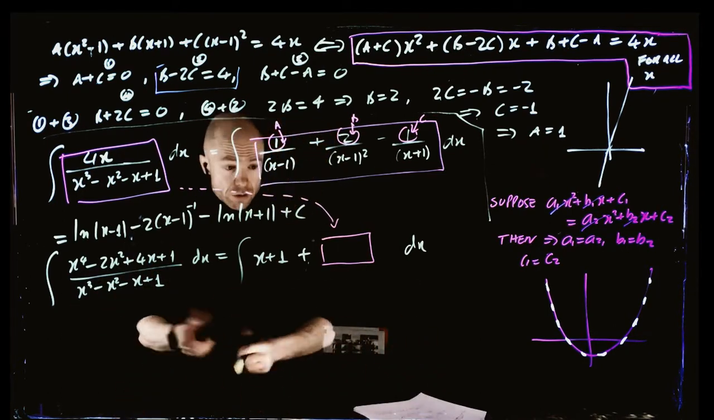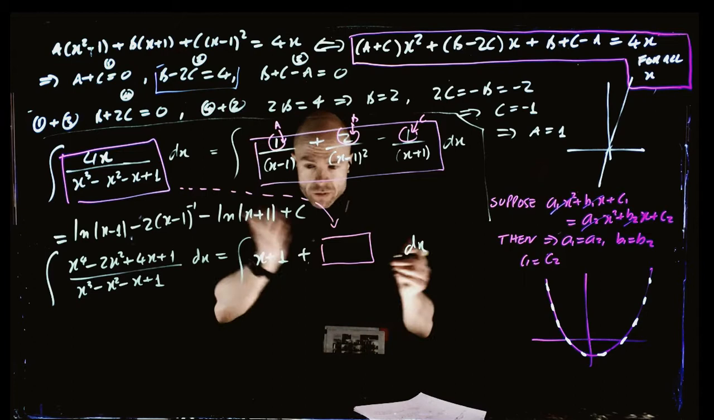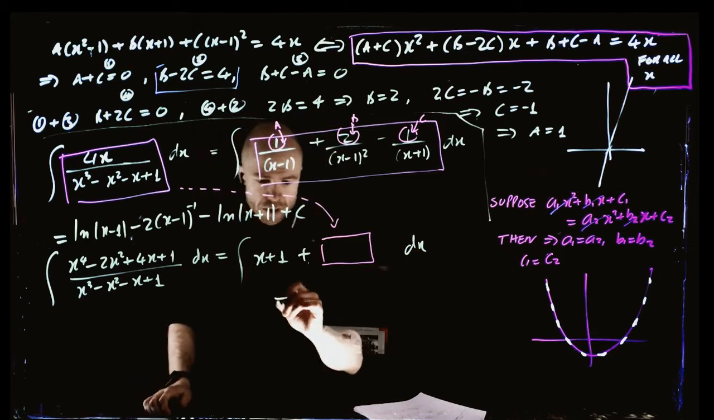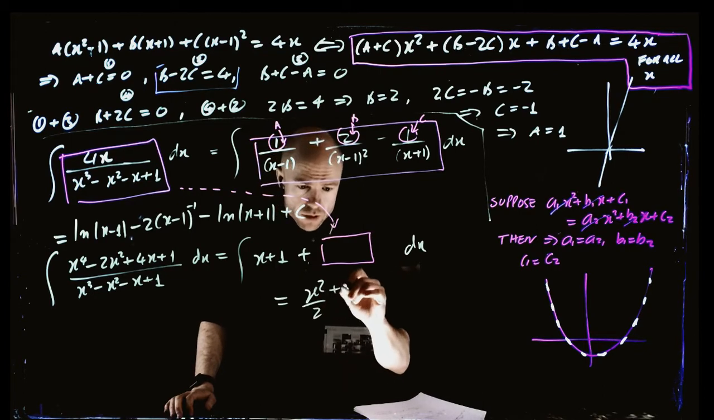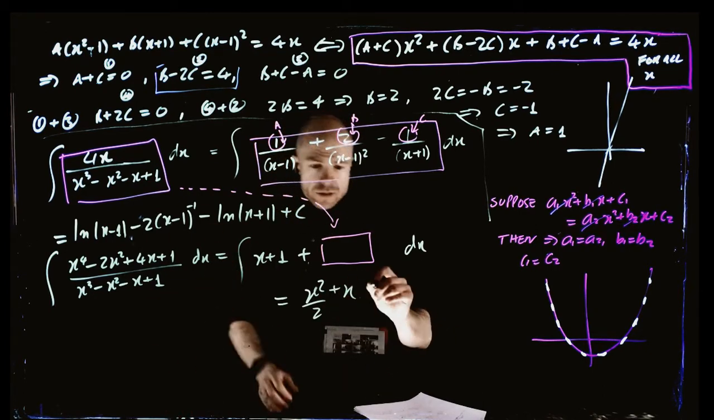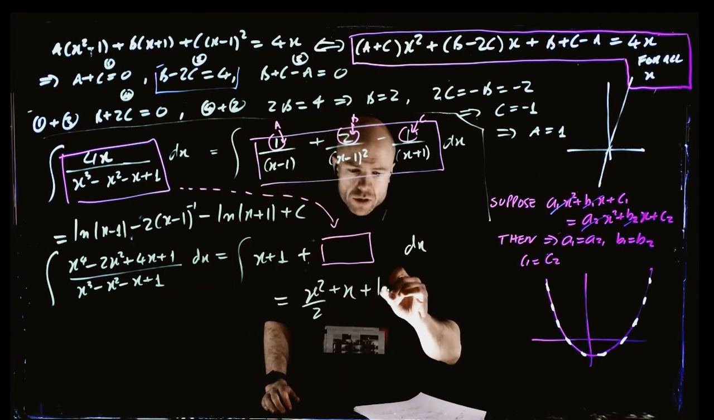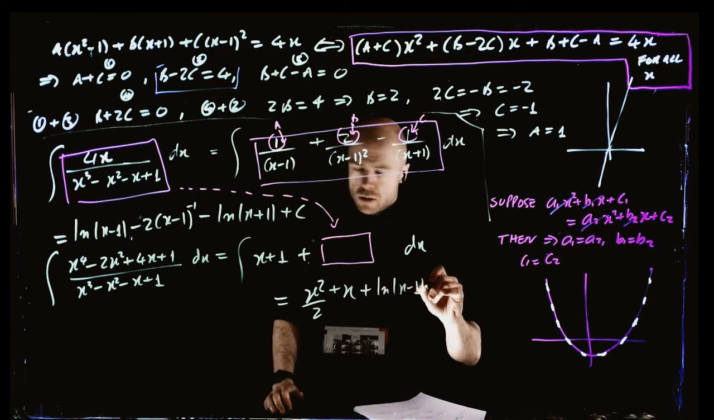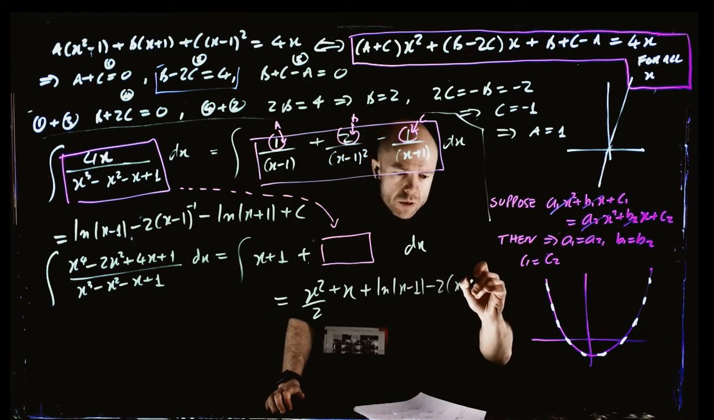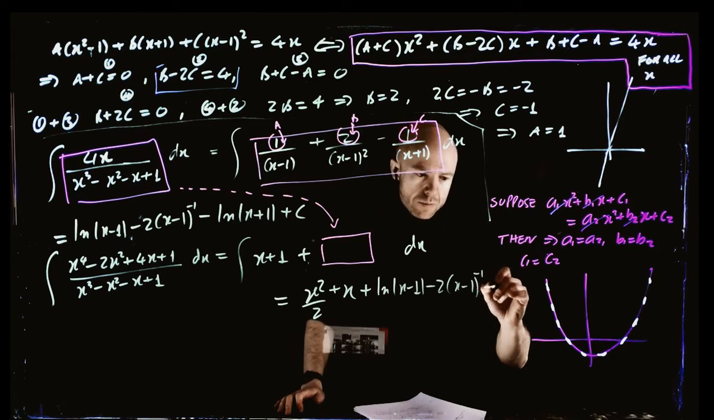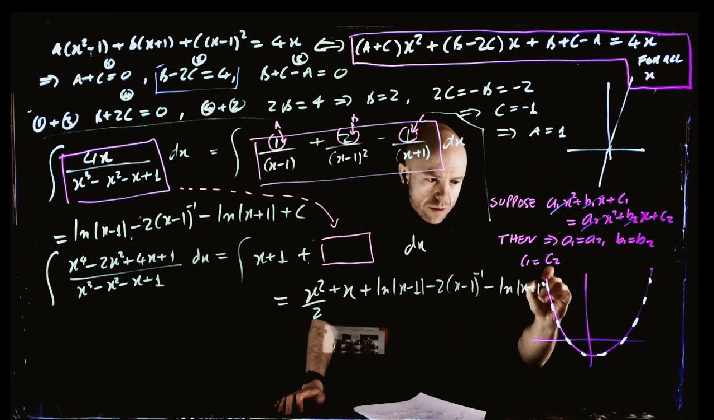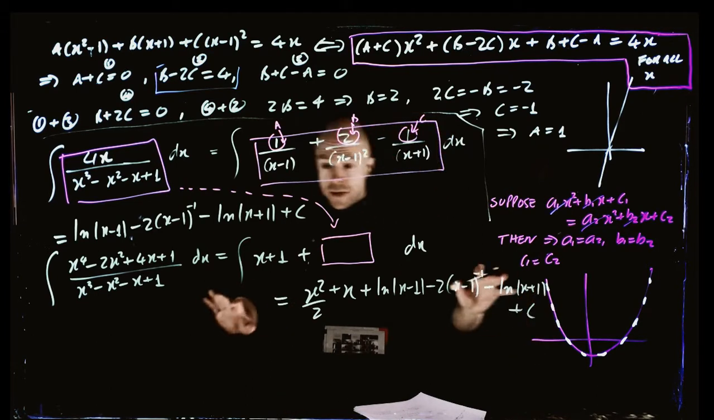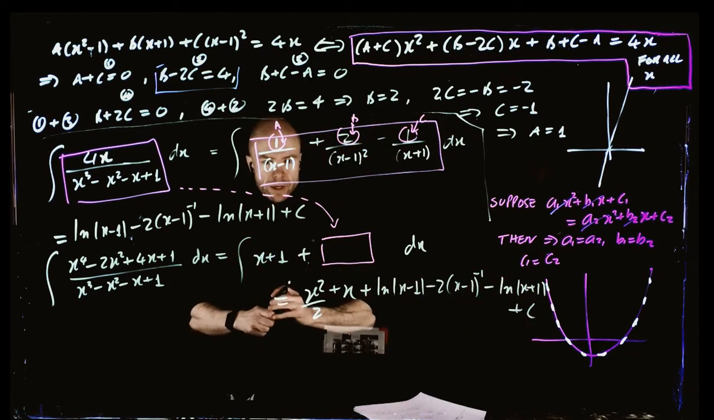And therefore, to actually get the final answer, we have to integrate everything. But now this is easy. We know the integration of this, x squared over 2 plus x. And now we put all of that stuff together with this stuff. Log of x minus 1 minus 2 x minus 1 to the minus 1 minus log of x plus 1 plus constant c, and that's it. We are there.